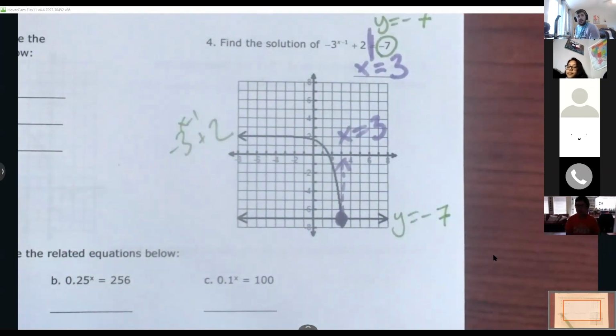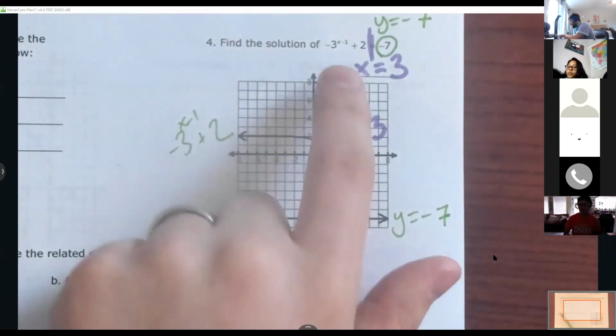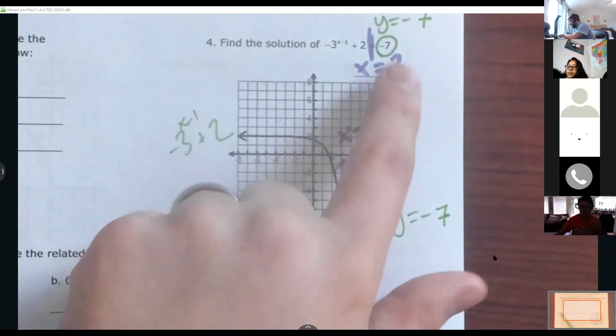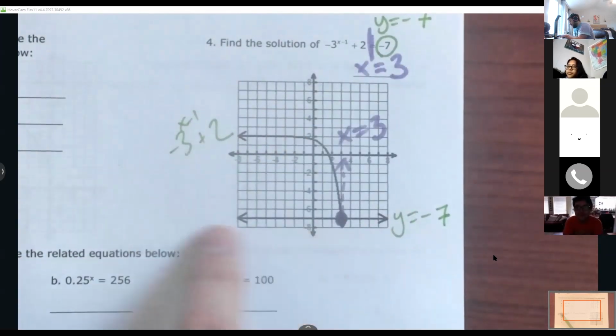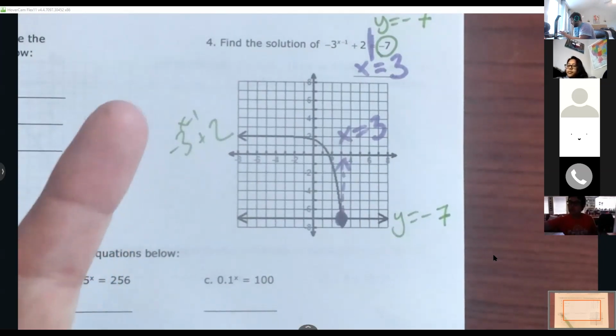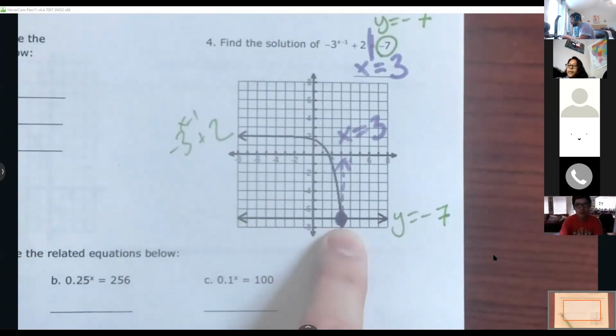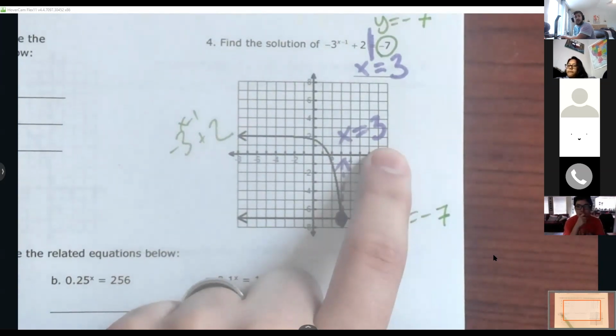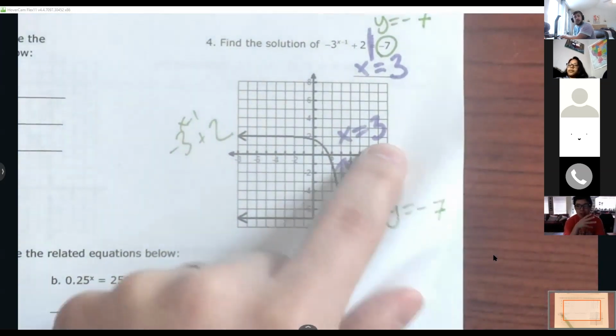Notice how the left side of the equation is drawn here, and the right side of the equation, -7, was also drawn. Up here, I had to draw the other line myself. Some of them they give to us, so it's just where they cross. Look for where those two lines cross, and then what's the x value that goes with that? So that was 3.